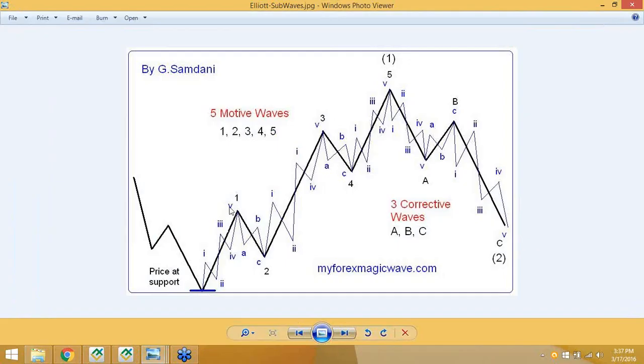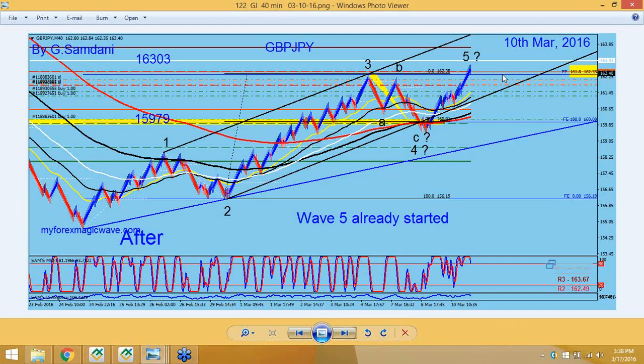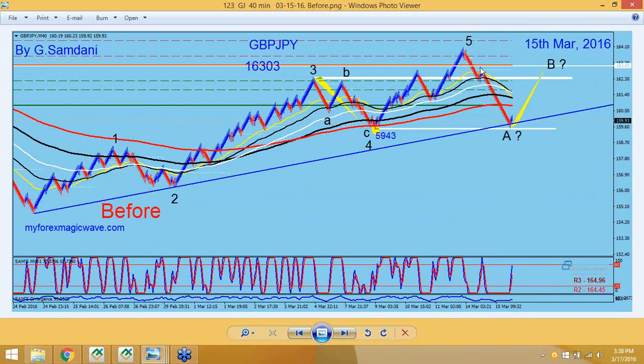How it happened is this. You see this 1, 2, 3, 4, 5. Then you come down for wave A, go up for B, make a head and shoulders, and then come down for wave C, right? So what really happened on our chart? It went up in wave 5, see 1, 2, 3, 4, 5, and then it came down all the way for wave A. So I said, okay, this is a triangle, this is support, it's going to bounce from here.